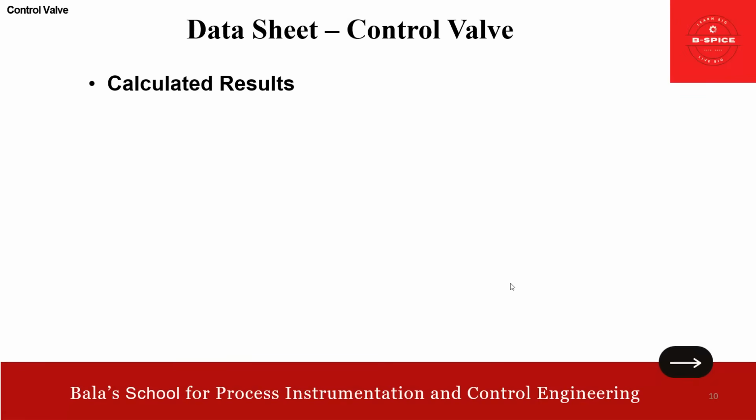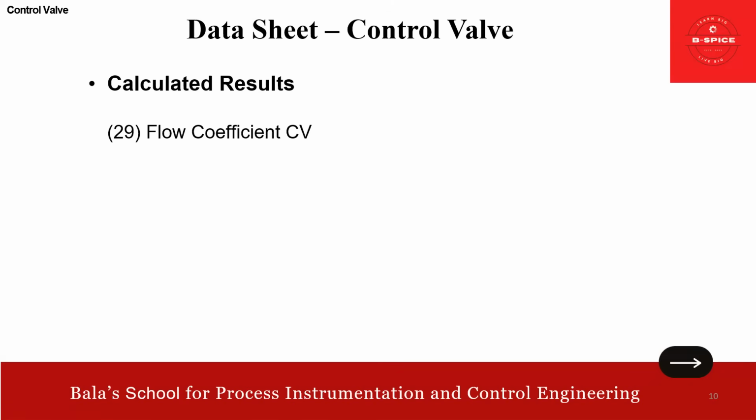Then calculated results. Under calculated results, flow coefficient, that's called CV basically. For the benefit of freshers and beginners, I just want to tell you what CV is. CV is nothing but the flow capability of a control valve at full open conditions relative to the pressure drop across the valve. Okay, friends.